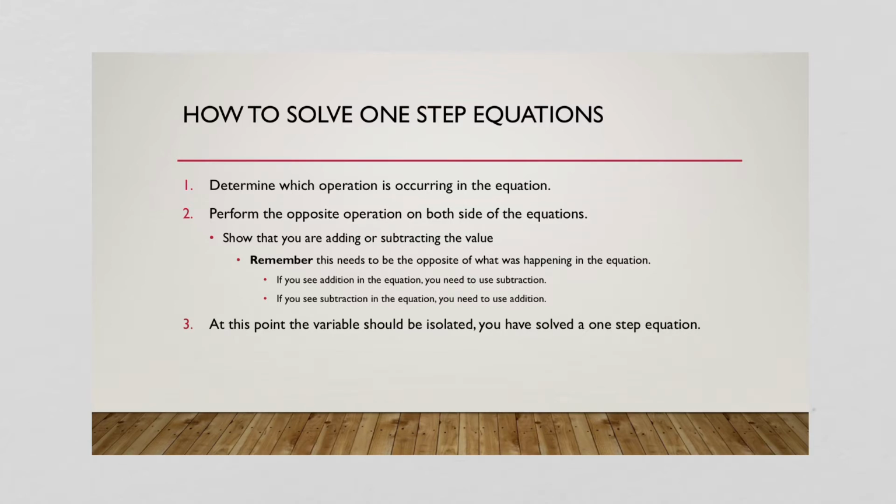So if you see addition in the equation, you need to use subtraction. If you see subtraction in the equation, you need to use addition. So at this point, if you've done all of this and you've added or subtracted, then your variable should be isolated and you will have solved a one-step equation.